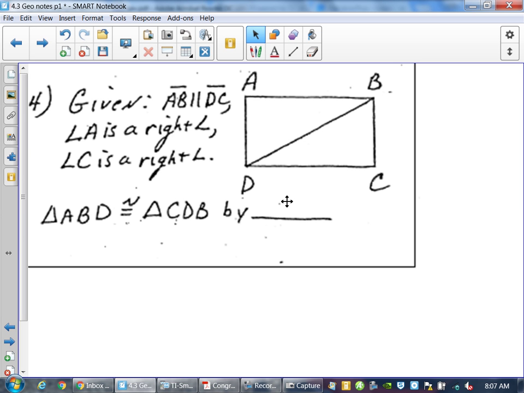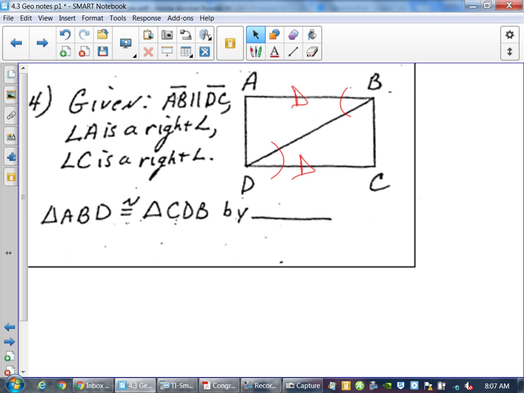Number 4, you've got parallels again. AB is parallel to DC. I mark it. Which means with the diagonal, I get alternate interior angles there. Could you mark your other alternate interior angle at the same time?